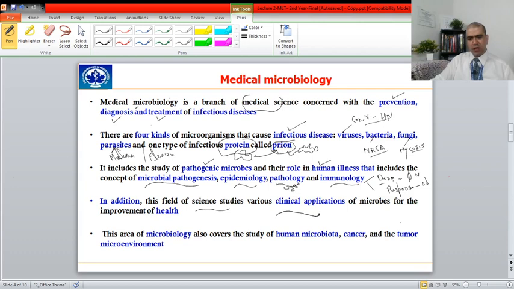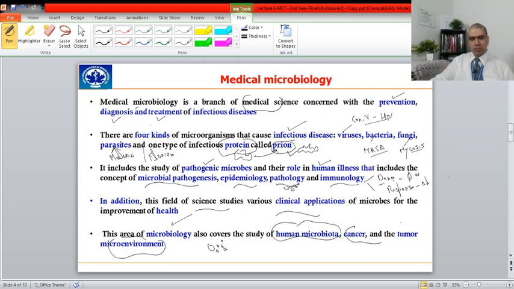In addition to this, the field of science also includes various clinical applications of microbes for the overall improvement of human health. This area of microbiology can cover other aspects also, like the human microbiota. It talks about how many different kinds of microbes line our gut, present in the large intestine, which are called fermenters, and in the small intestine also.